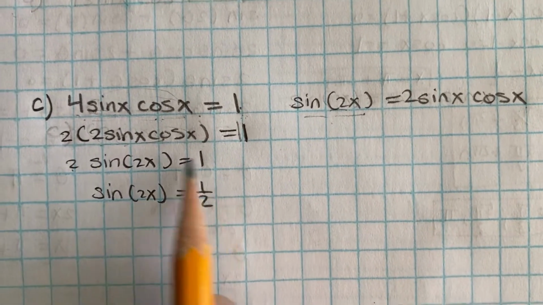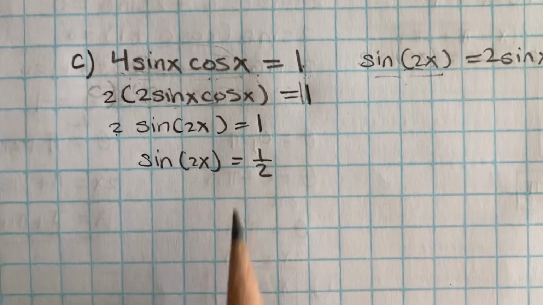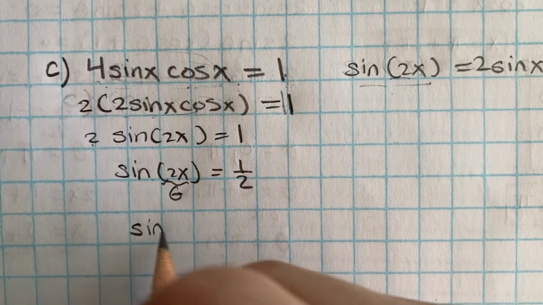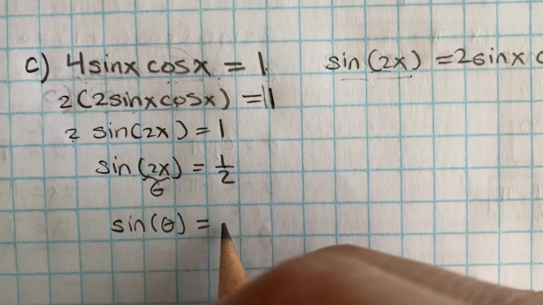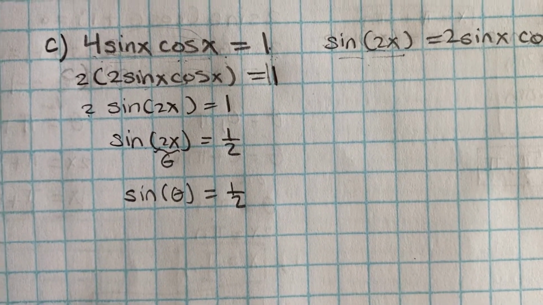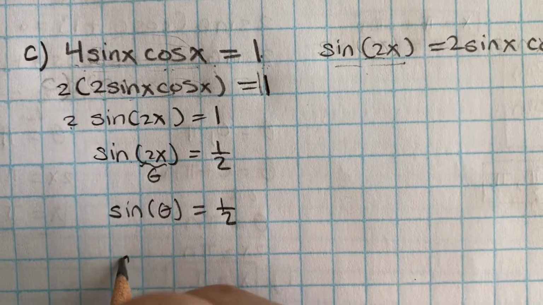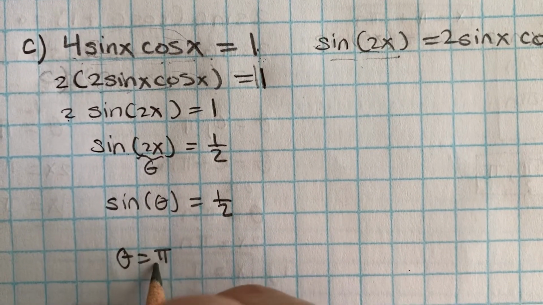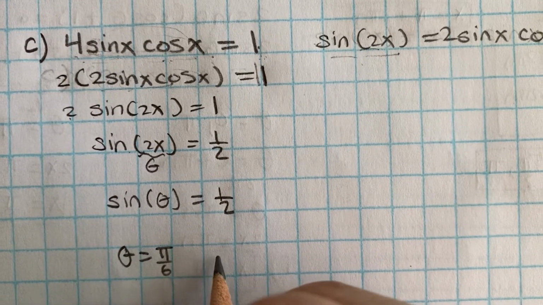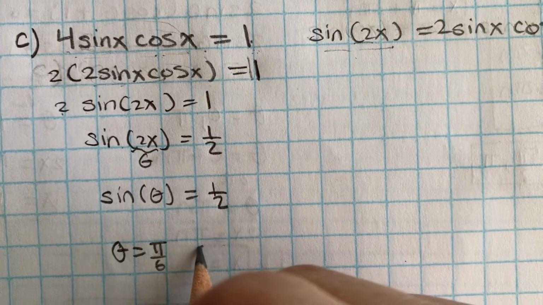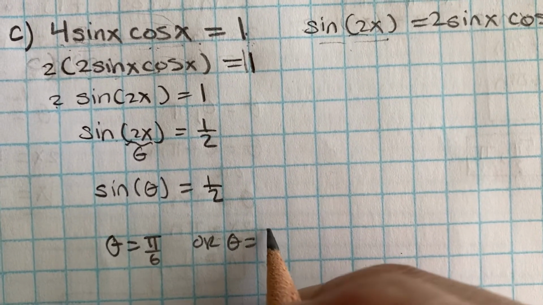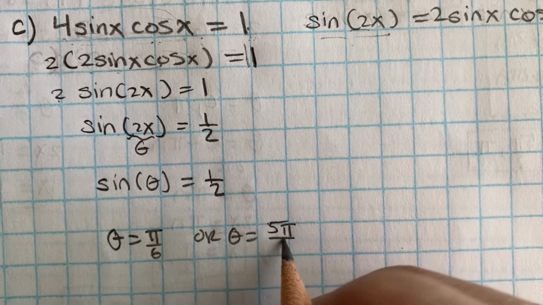And actually, this is just the multiple angle equation, I should say. Let theta equal 2x. And you've done problems like this before. Sine of theta is equal to 1/2. And then you just have to have knowledge of the unit circle. So theta is going to equal pi over 6, or theta, where else is sine positive? It's also positive in quadrant 2, 5 pi over 6.